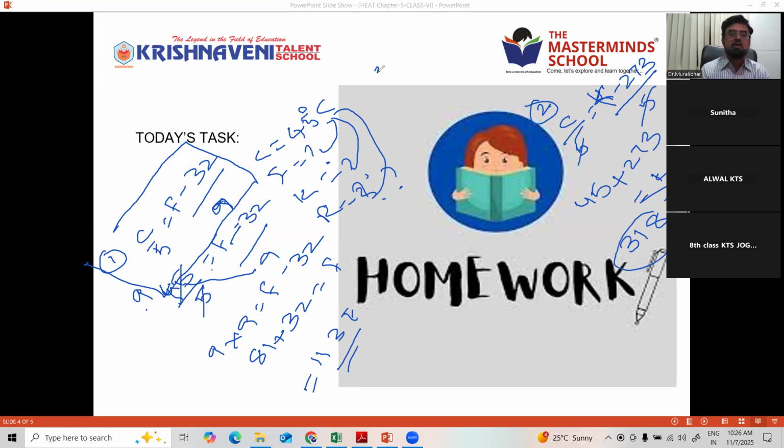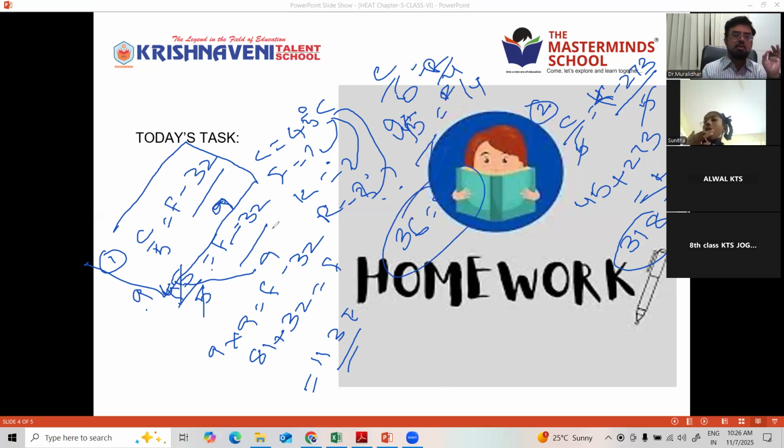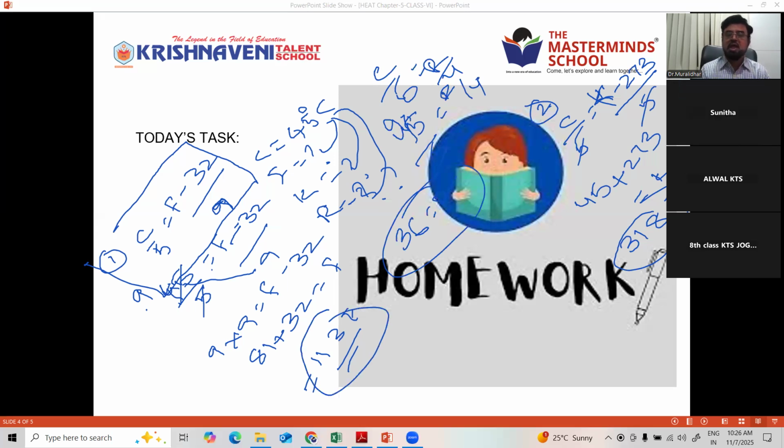Similarly Reaumur if you want, C by 5 is equal to R by 4. Right? So C means 45. 45 by 5 is equal to R by 4. So 5 nines are 45, 4 goes this side, 36. 36 is equal to R. So when C is 45, F is 113, Kelvin is 318, and Reaumur is 36. Simple. Just by using the formula, we are doing the conversions.